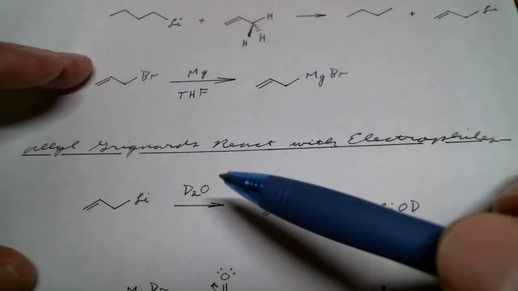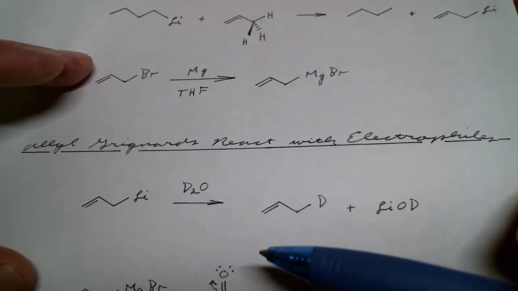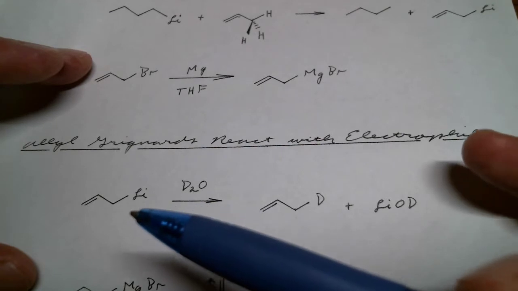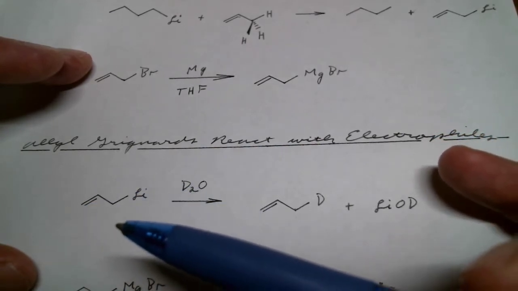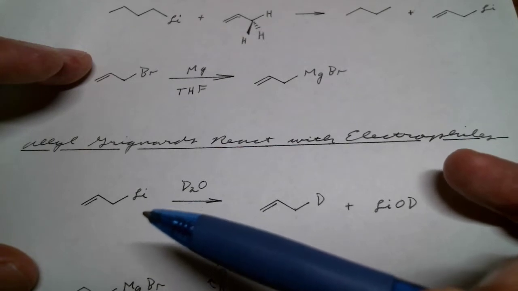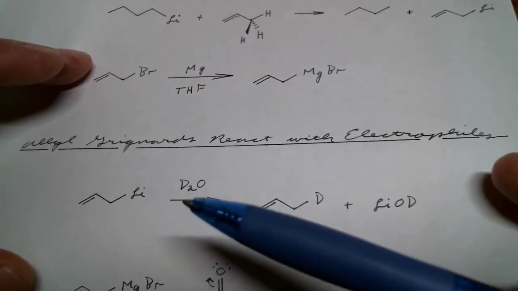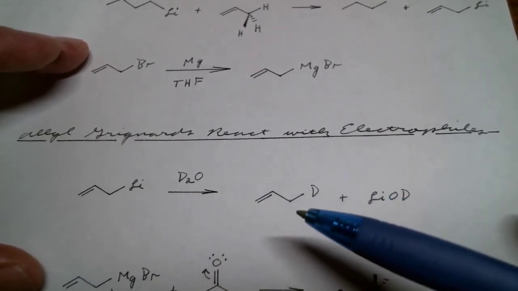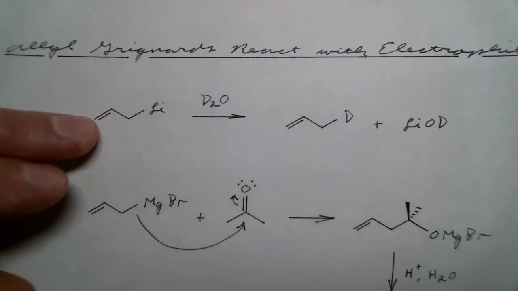They can definitely deprotonate water or the deuterium form of water, D2O, and incorporate deuterium in the allylic portions of our organometallic allyl lithium or allyl magnesium bromide Grignards. Here we have allyl lithium reacting with D2O to give us a deuterium on our allylic carbon and lithium deuteroxide.